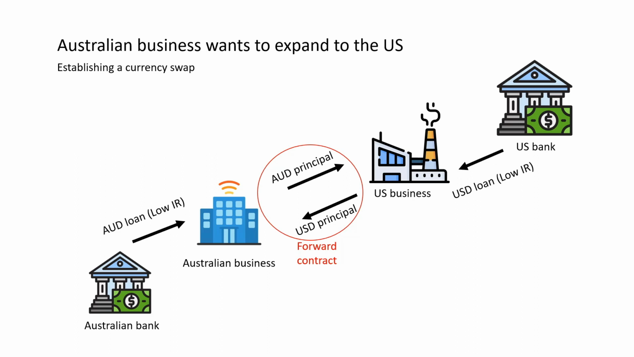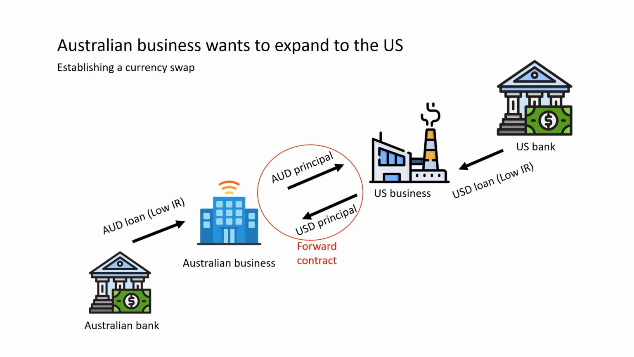This way, the Australian business is able to obtain USD from the US bank at a low interest rate, and the US business is able to obtain an AUD loan from an Australian bank at a low interest rate. Effectively, the Australian business and the US business have both benefited from their own respective credit reputations that they have established with their own respective banks.